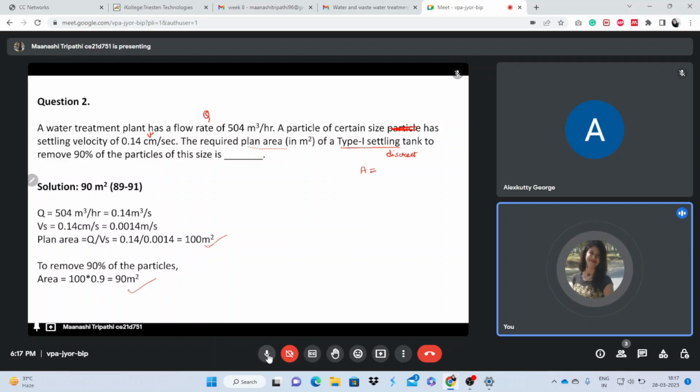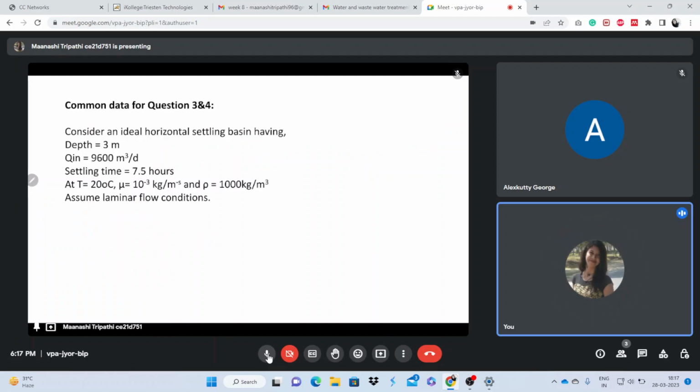The next question will be the connection of two questions, so please note down the information. This is the common data for questions number 3 and 4 which are coming. We have to consider an ideal horizontal settling basin. It has a depth of 3 meter.